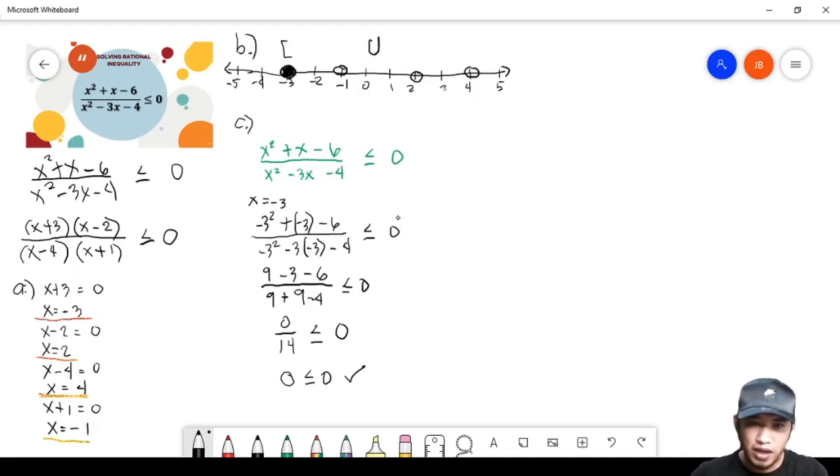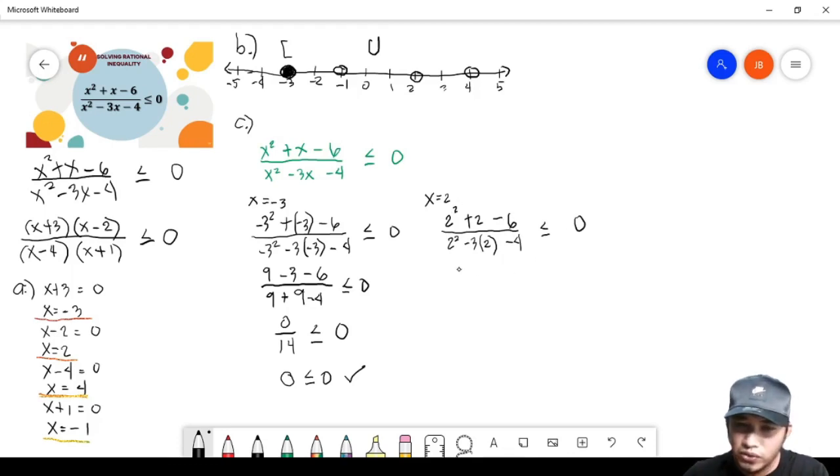X is equal to 2. Okay. At x is equal to 2, we will substitute it to the original inequality, that is 2 squared plus 2 minus 6 all over 2 squared minus 3 times 2 minus 4 is less than or equal to 0. 2 squared is 4 plus 2 minus 6 all over 2 squared is 4, negative 3 times 2 is negative 6 minus 4. 4 plus 2 is 6 minus 6 is 0. 4 minus 6 is negative 2 and minus 4 is negative 6 again.